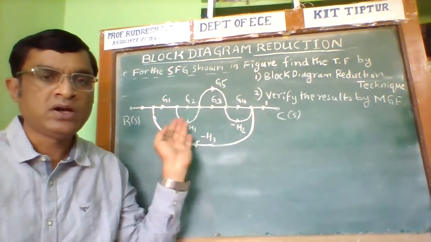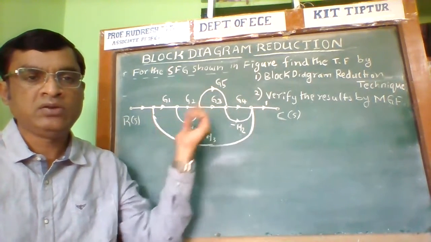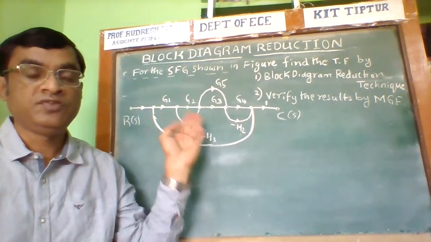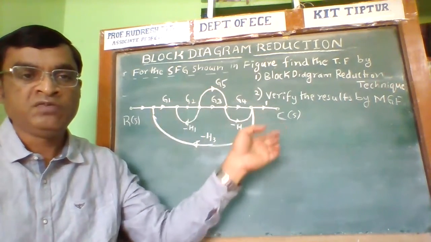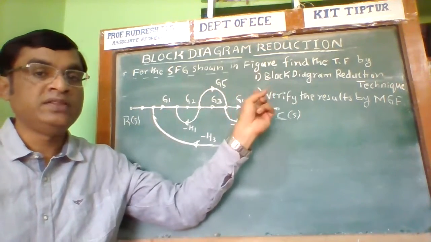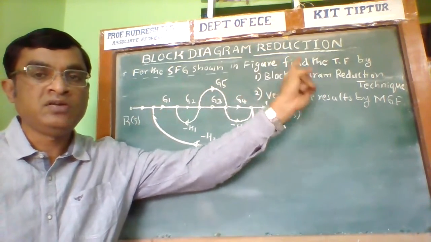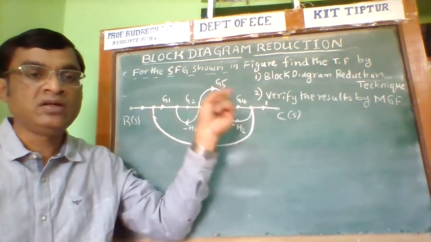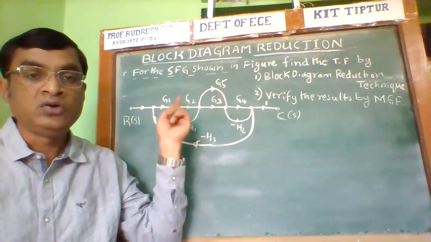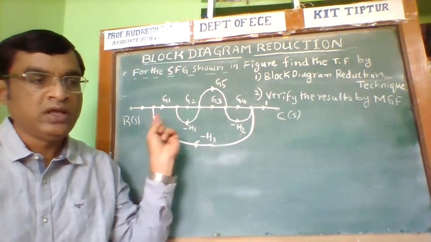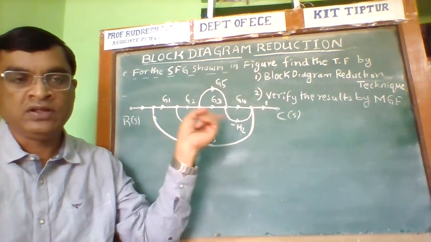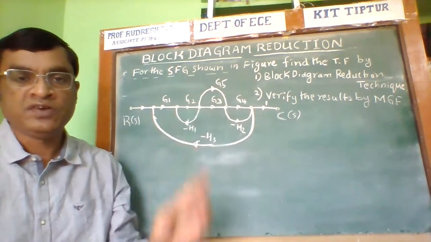If the block diagram is given, then we can apply the rules of block diagram algebra. Similarly, if the signal flow graph is given, for confusion purposes, then to apply the block diagram reduction technique we need to convert it into the form of a block diagram. Then we apply the rules of block diagram algebra and we get the C(s)/R(s) ratio, that is the transfer function of the system.